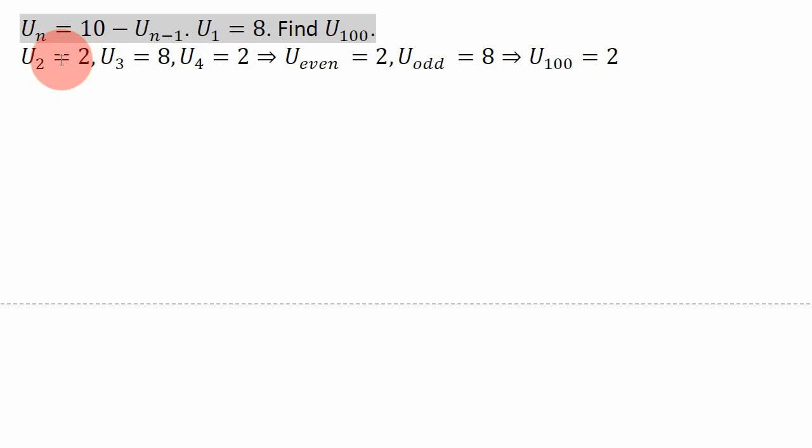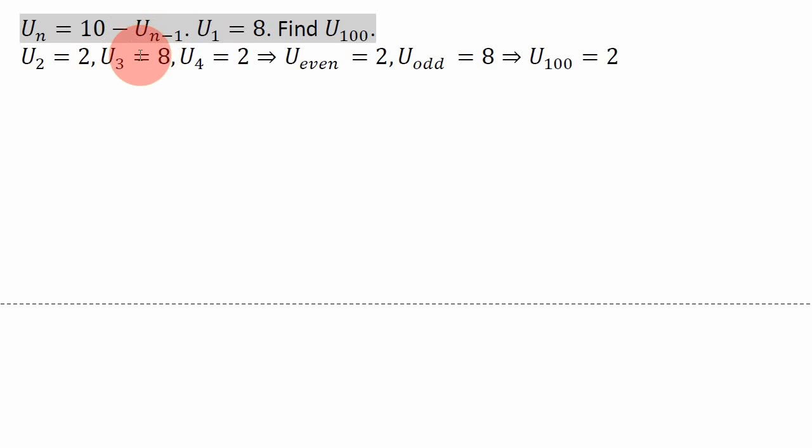So let's just start generating the numbers. I've got term 1, u1, and I need to get u2. So how do I get u2? I just follow the rule. So u2 is equal to 10 minus the term before that, which is u1, so 10 minus 8. 10 minus 8 is equal to 2, so u2 is equal to 2. Let's get u3. u3 equals 10 minus the term before that, so 10 minus u2. And we know u2 is equal to 2, so 10 minus 2 is 8. So u3, or term 3, is 8.